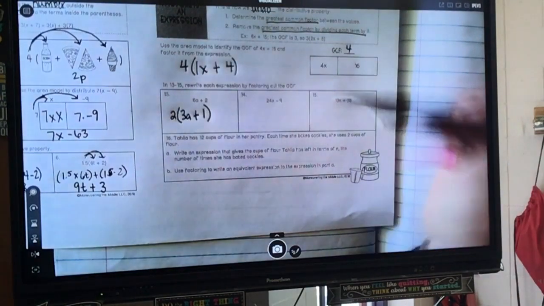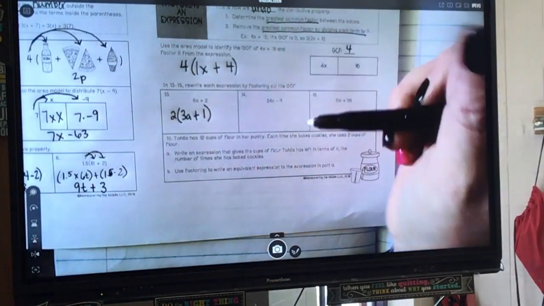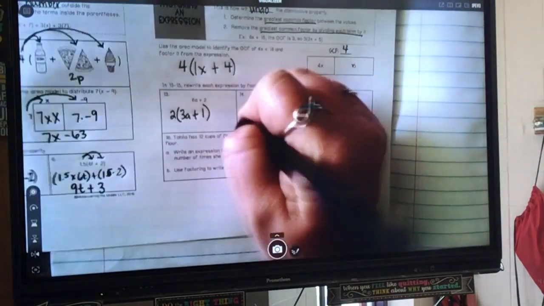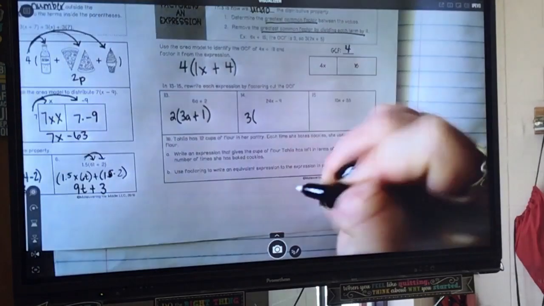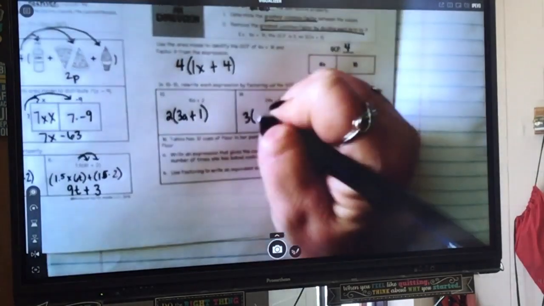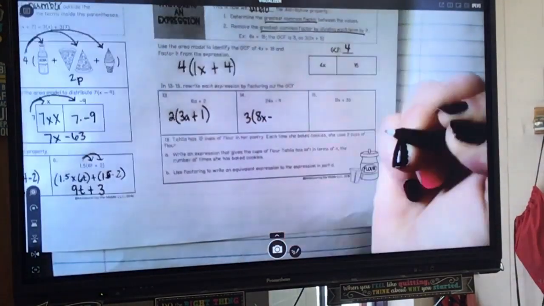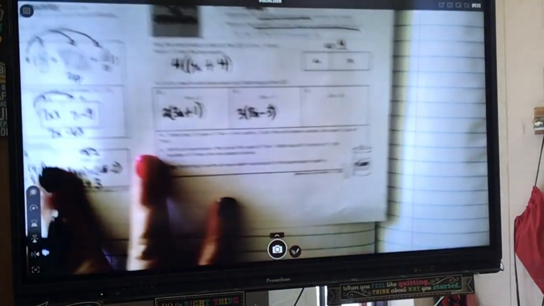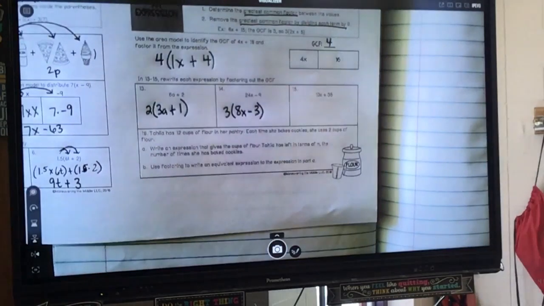Alright, the next one, 24 and 9. What is the GCF between 24 and 9? Christian? 3. So 3 goes on the outside. So 3 times what gives me 24? So that becomes 8x minus 3 times what gives me 9? Perfect. Alright, and then number 15, it says 10x plus 35.